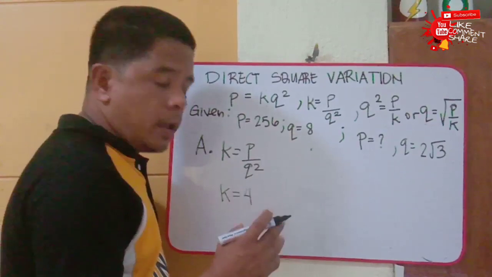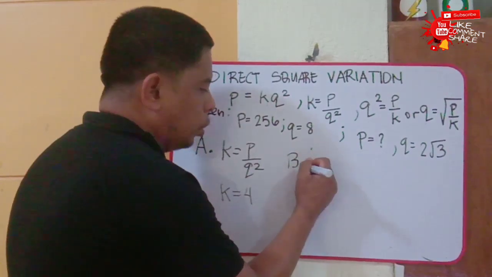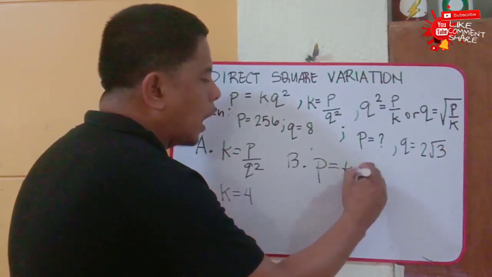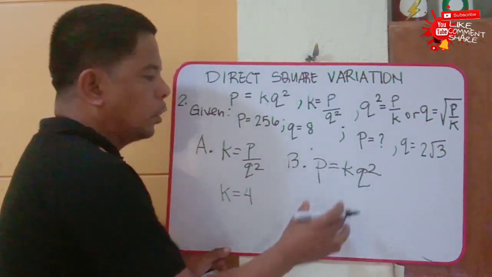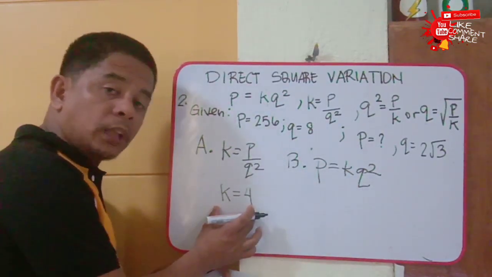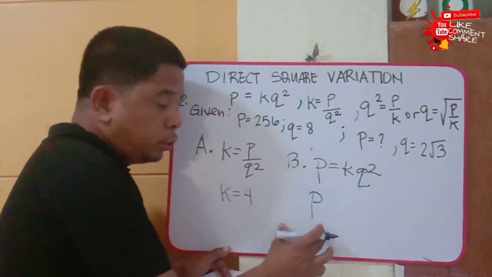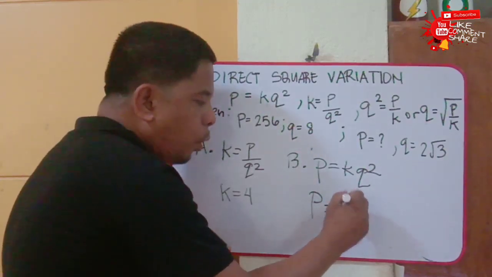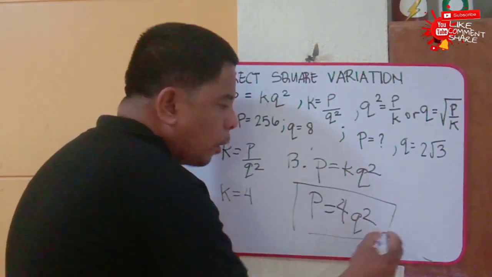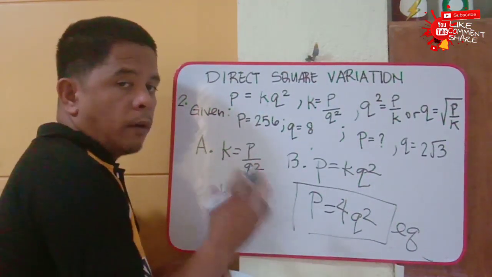Okay, for letter B. So, yung question for letter B is what will be the equation? So, the equation will be P equals K times Q squared. Okay. So, nakuha natin kanina, ano yung nakuha nating value ng K or the constant? Ang constant ay equal to 4. So, substitute lang natin. Kasi ang tinatanong ay equation. So, P equals K, which is 4, times Q squared. So, this is the equation of our direct square variation in question number 2.